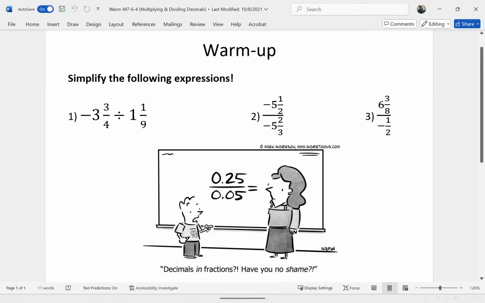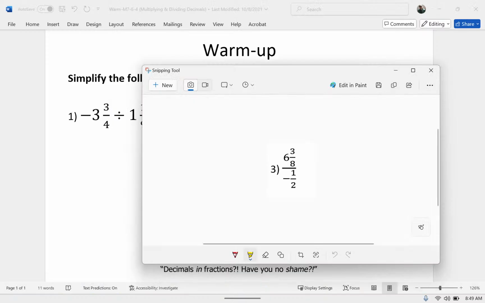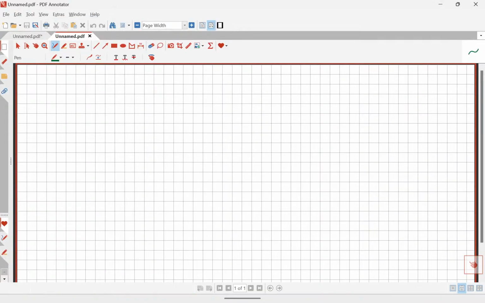Hello, everybody. Here is your warm-up. Go ahead and simplify those expressions. We're ready to go. So if you're watching at home, you're going to want to pause the video right now. Do these three, then unpause it because we're going to talk about one of them. And that one that we're going to talk about is number three. So let's go ahead and grab that. There we go. We're going to paste it in.